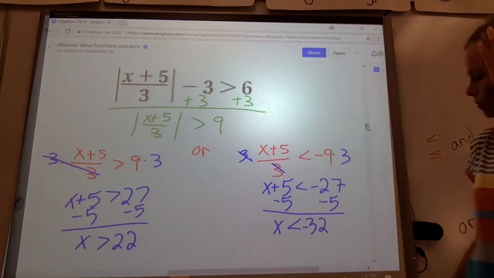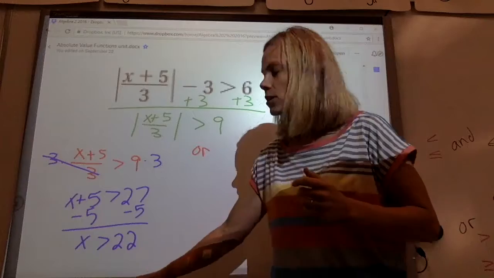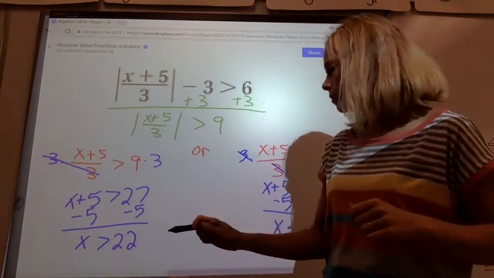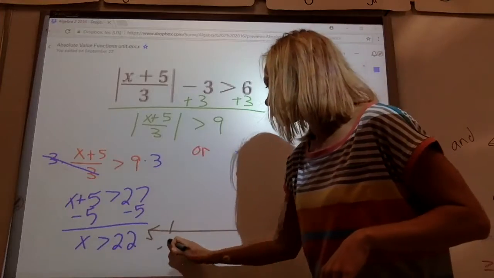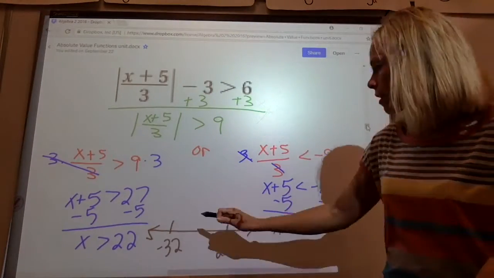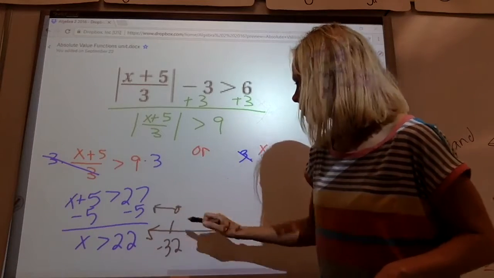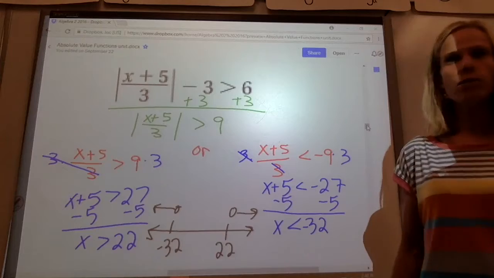Negative 32. Okay. Now it's an or statement, so when I graph this, it should look like an or statement, right? Going both ways. Hopefully it does that. Which number is first? Negative 32 is first, then 22. And I'm less than negative 32, greater than 22, so the or looks like an or, so I know this is correct.